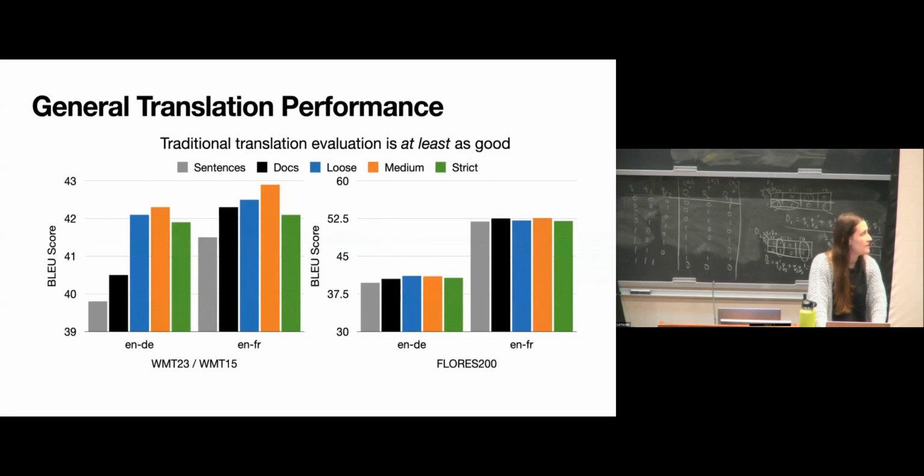So first we look at the overall performance. By overall performance, I mean this general translation task. If I were to submit this system to WMT, what would its BLEU score be on some general domain? So our first model is this gray bar.